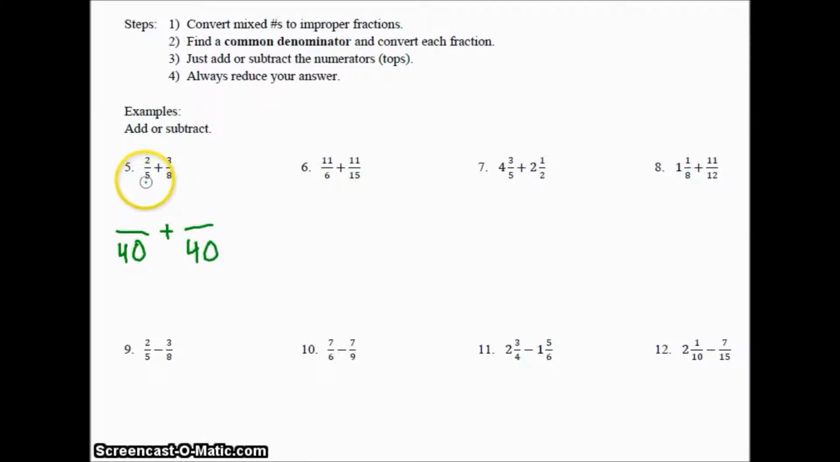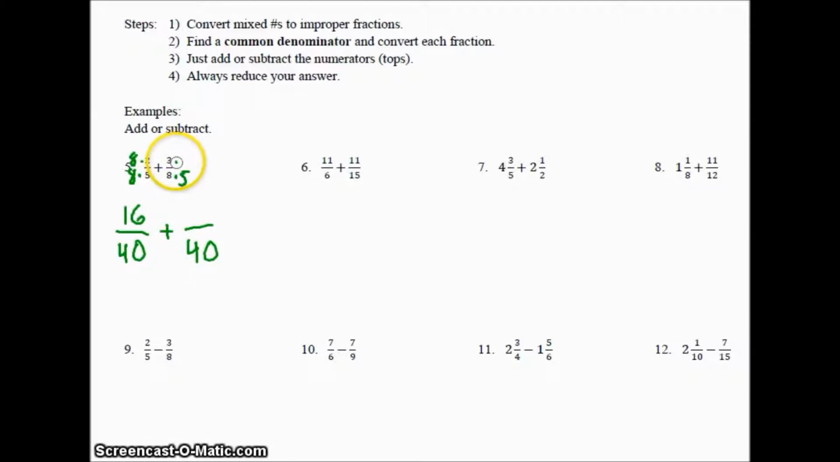Now what did I do to get 5 to become 40? I multiplied by 8, right? And remember, to keep an equivalent fraction, we want these to be equivalent, we must multiply top and bottom by the same number. So we multiply by 8, multiply by 8, that gives us 16/40. Okay, if we reduce that, we would get the 2/5. Then over to this other side, how did I get 8 to become 40? I multiplied by 5. Very good.